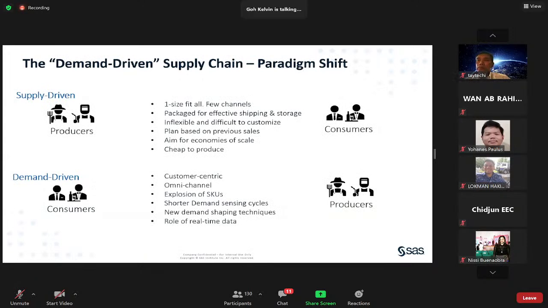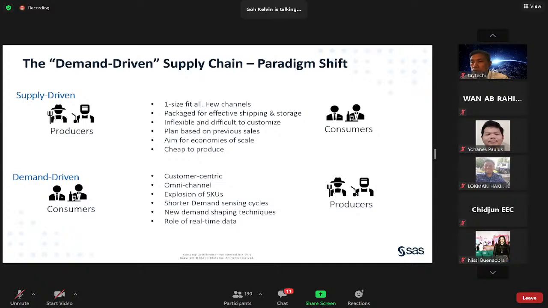Okay, with this in mind, I will use another way to present this, and say that in a supply-driven world, it used to be one size fits all, very few channels. At the same time, it was all pre-configured so that it is shipped effectively, stocked effectively, very hard to customize. The plan is always based on the previous sales, and economy of scales drive the whole thing, and what they're after is cheap to produce, cheap to sell to us customers.